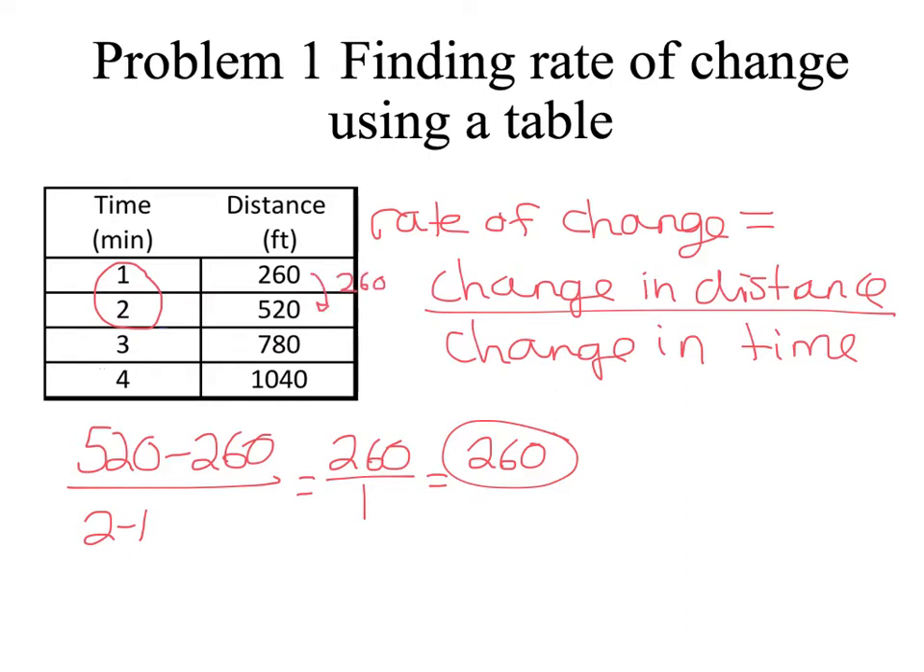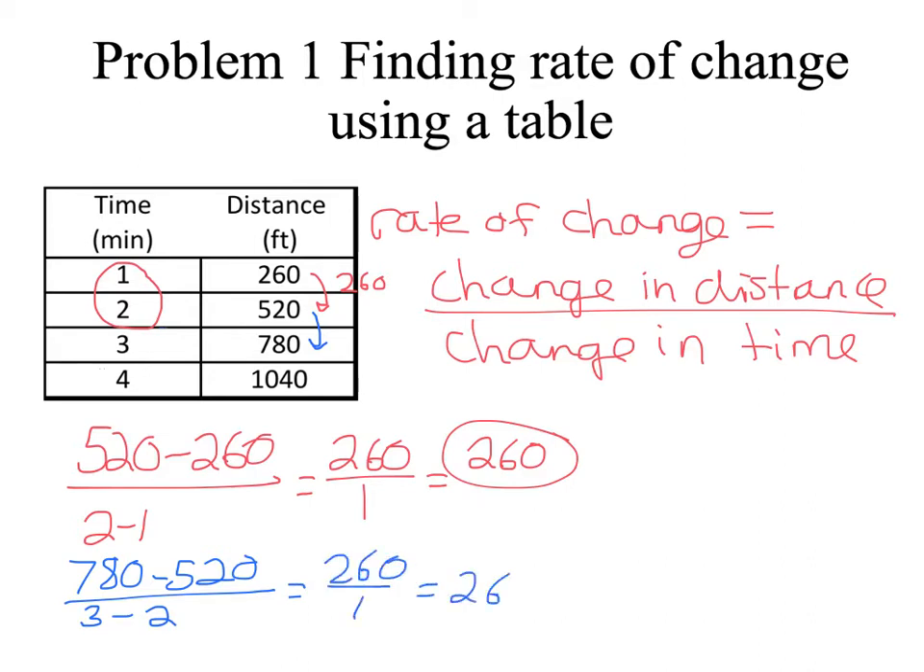Okay, then we check the next one. So from 520 to 780, we take 780 minus 520. You always want to take the bigger number minus the smaller number so you don't get negatives. Divide it by 3 minus 2. Okay, so we have 260 again, divided by 1, which is 260.